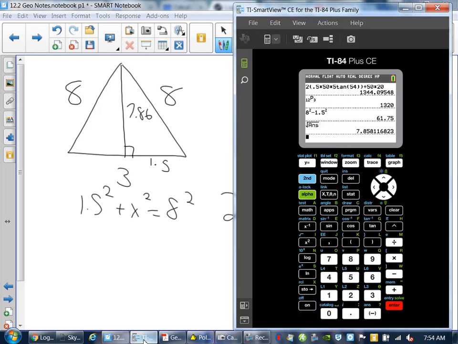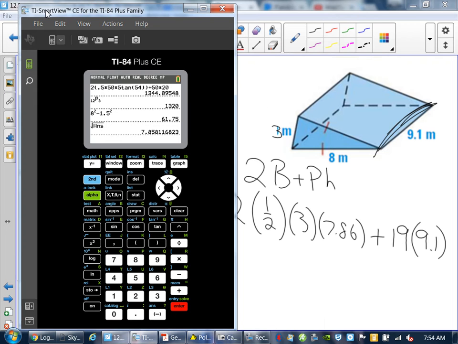So let's see here. 2 times 0.5 times 3 times 7.86 plus 19 times 9.1. 196.48? Something squared?